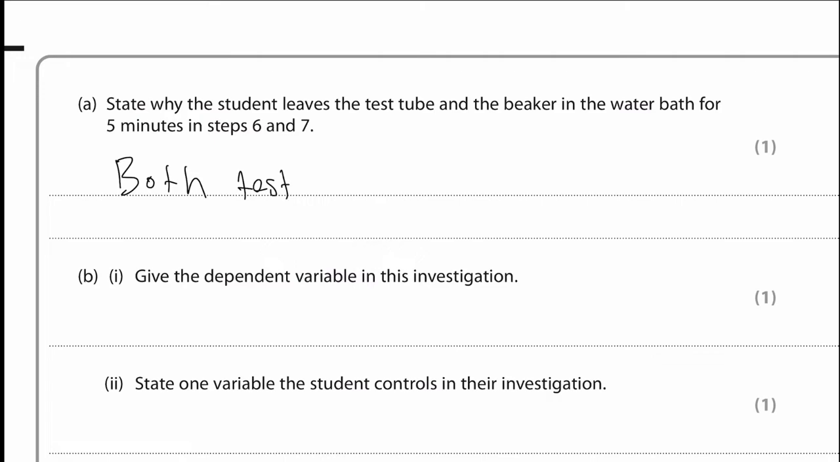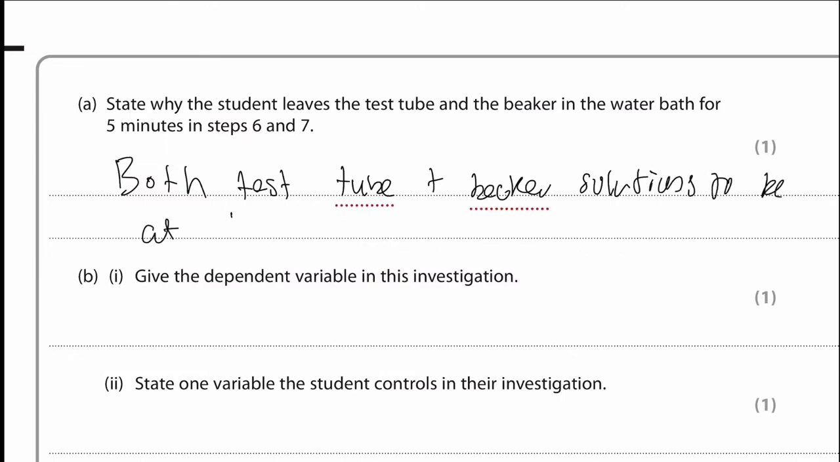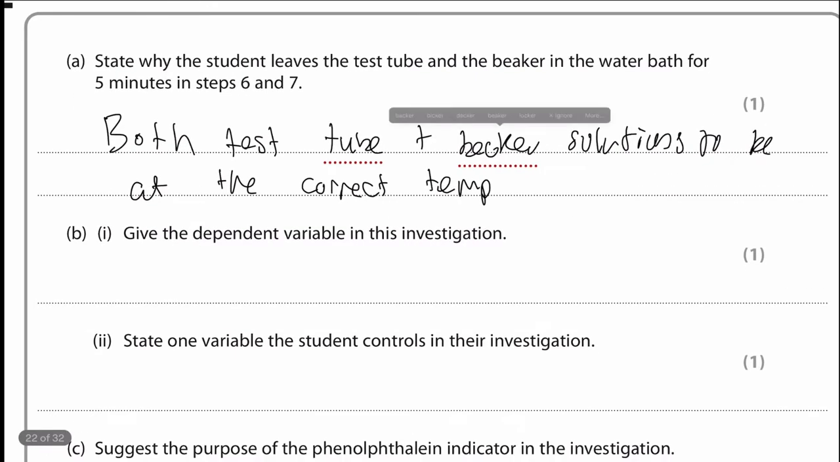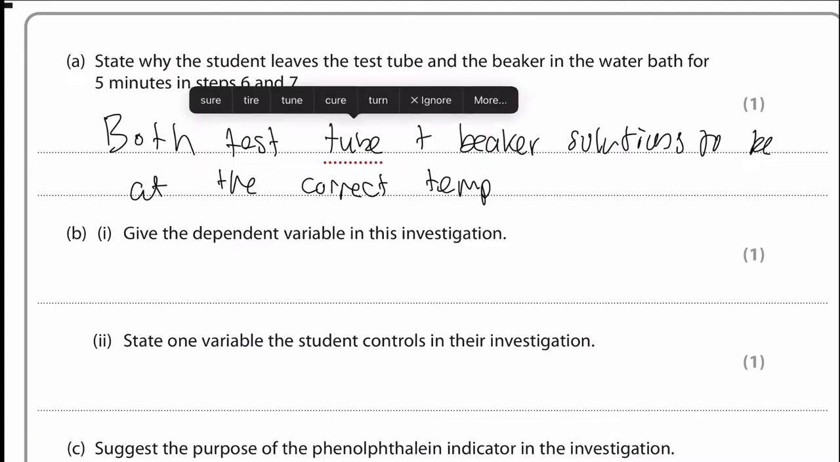test tube plus beaker solutions to be at the correct temp, right? We don't want to say optimum temp because it's not really optimum. We're just picking the correct temp for our specific part of our investigation. We're doing 20 degrees Celsius now, so that's the one we're investigating, so we're getting it to that temperature. If we're doing 40 degrees, then the water bath's going to be at 40. So you can see that we just want the correct temperature. We're not looking at optimum here. Okay.